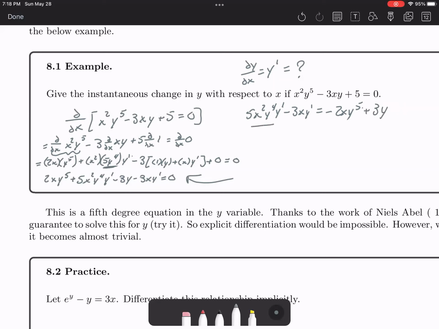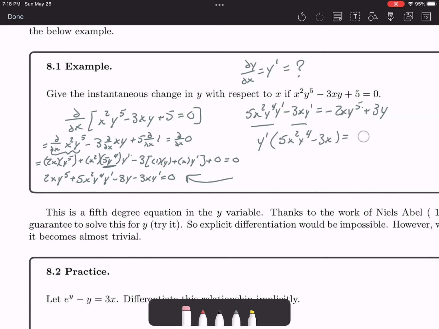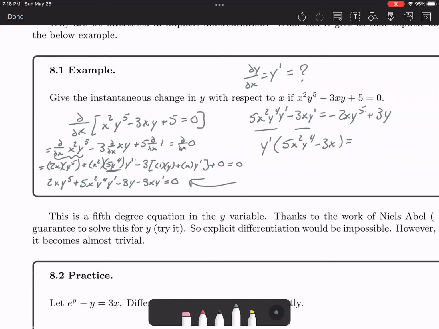All right, now both of these terms on my left-hand side have a y prime by design, so I can factor that out. In fact, instead of writing minus something plus something, I'm going to write it as 3y minus 2x y to the fifth. I just don't like to have leading negatives. And then now get my y prime by itself. I divide by this parentheses. So y prime is equal to 3y minus 2x y to the fifth divided by 5x squared y to the fourth minus 3x.